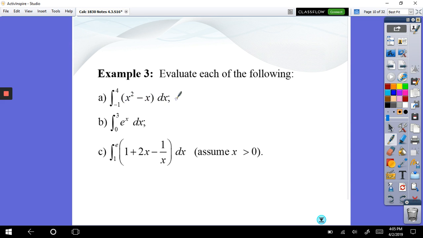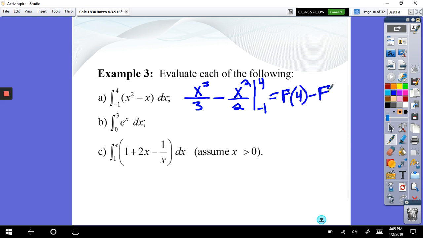What's the antiderivative of this one? It would be x cubed over 3 minus x squared over 2. And we're going to go from 4 to -1. So that means plug in 4, plug in -1, because we've already found the antiderivative. That's what that notation means. F of 4 minus F of -1.